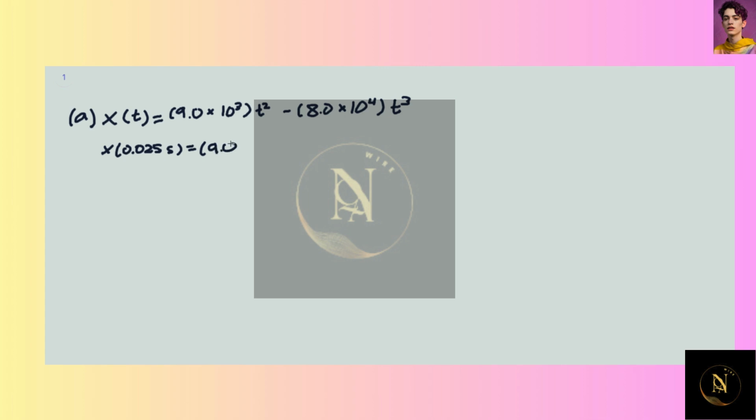So this is a little painful to write out, but I'll do it anyway. We have 9 times 10 to the third power, and then omitting the units here, 0.025 squared, don't forget the square. The same coefficient we had before, 8.0 times 10 to the fourth, and then 25 milliseconds, this time cubed. So we plug that into a calculator, and for significant figures, we see that this acceleration would take place over 4.4 meters.